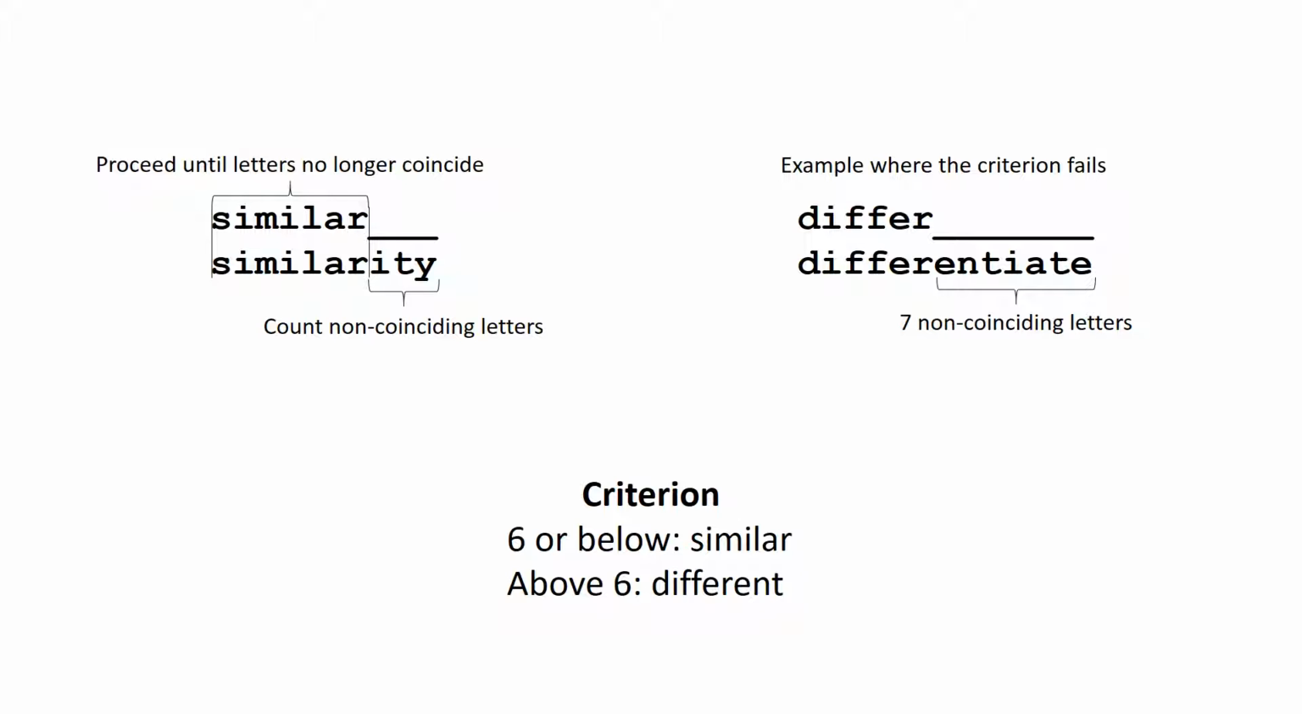However, there are some that fail this test. So if we look at the example on the right here, differ and differentiate. The first 6 letters do pair up. However, the last few letters of differentiate has 7 letters that do not match the first word. And that is above that cutoff of 6, meaning that those 2 words, although very similar in definition, are considered in different bins. So, that raises some questions for me.